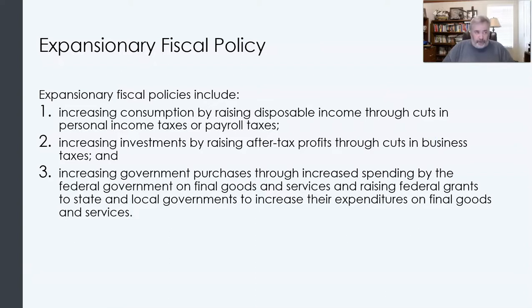So expansionary fiscal policies would be increasing consumption by reducing income tax, and increasing investment by raising after-tax profits through cuts in business taxes. Okay, that's a little silly. That's not going to do much. Businesses don't spend that much to begin with. It's primarily consumer spending, so the big change would be to cut their taxes. But you can also increase government spending.